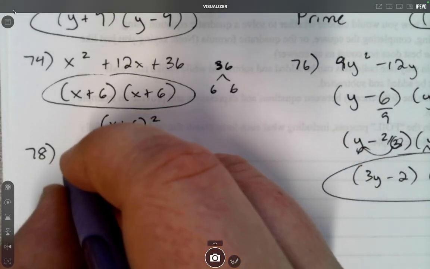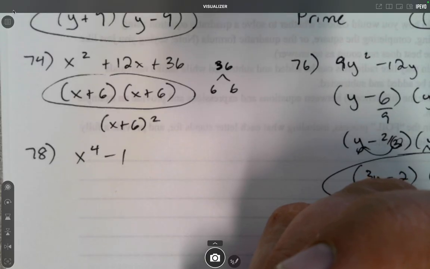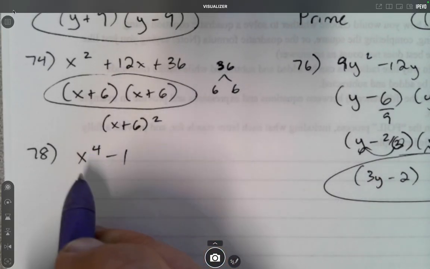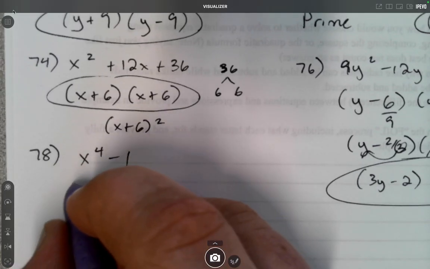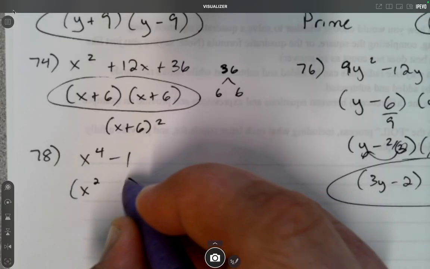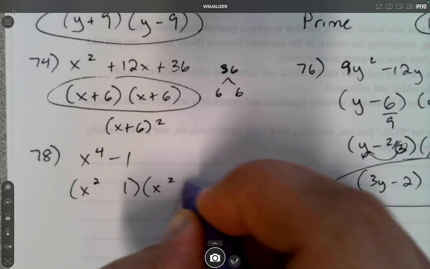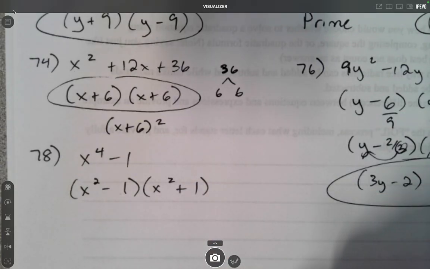78, x to the 4th minus 1. So this is actually difference of squares again. We have just two terms. They're subtracted, difference, and they're perfect squares. The square root of x to the 4th is x squared. The square root of 1 is 1. We make sure one of them is a minus, one of them is a plus.